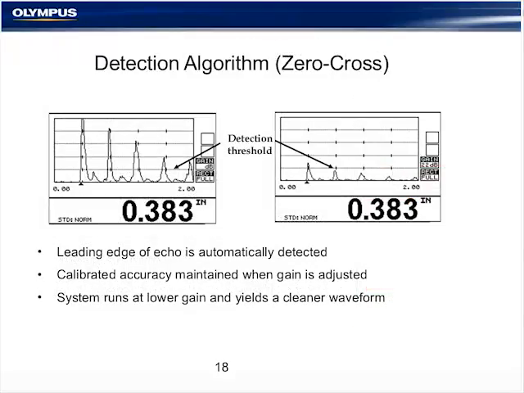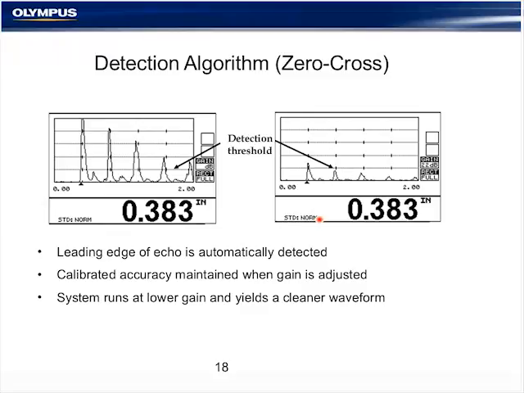The detection algorithm that we would consider a zero-cross algorithm, or our Olympus thickness gauge detection algorithm, doesn't worry about which peak is being measured or the flank at a certain level. Instead, we set a certain detection threshold. As long as the signal strength is higher than roughly 15 or 20% screen height, the instrument is going to register an echo as a back wall echo.